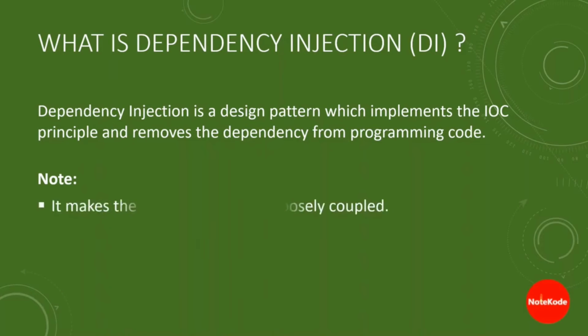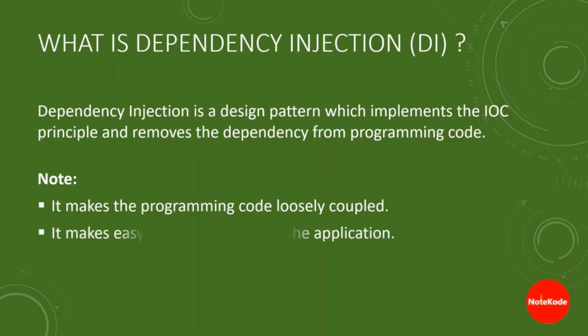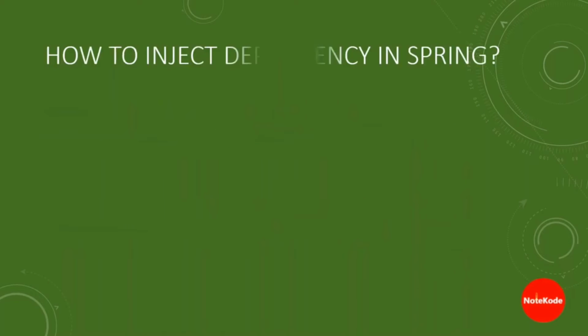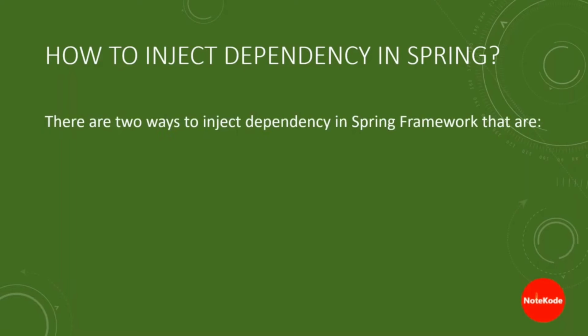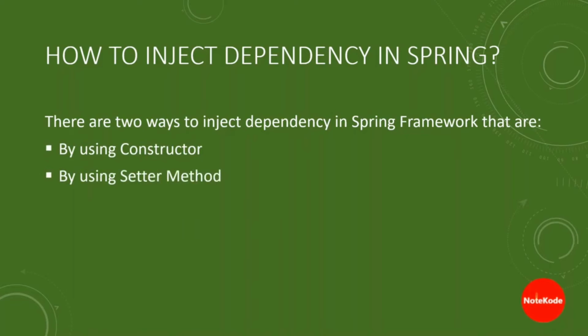Point to note, it makes the programming code loosely coupled. It makes it easy to manage and test the application. How to inject dependency in Spring? There are two ways to inject dependency in the Spring Framework: by using a constructor, by using a setter method. We will discuss each one by one.